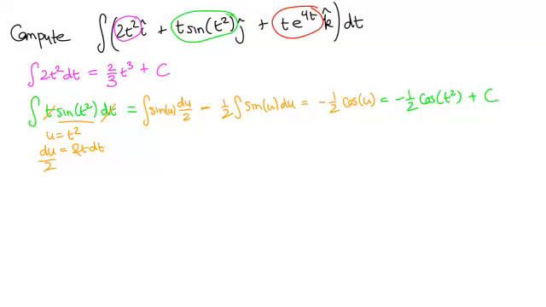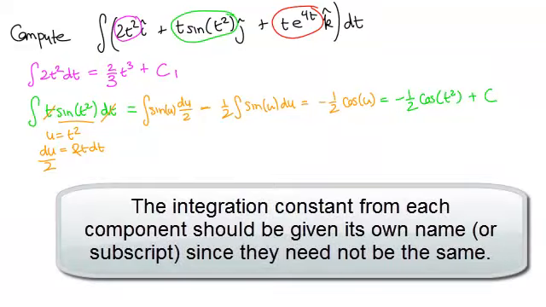Now, it's worth noting that these two constants aren't the same thing. Or at least they don't have to be. They could be any constants. So a lot of times it's traditional to subscript these different constants. There's a C1 for the first component and a C2 for the second component.